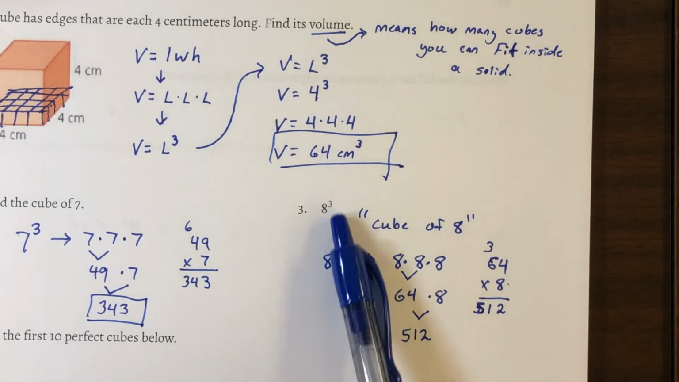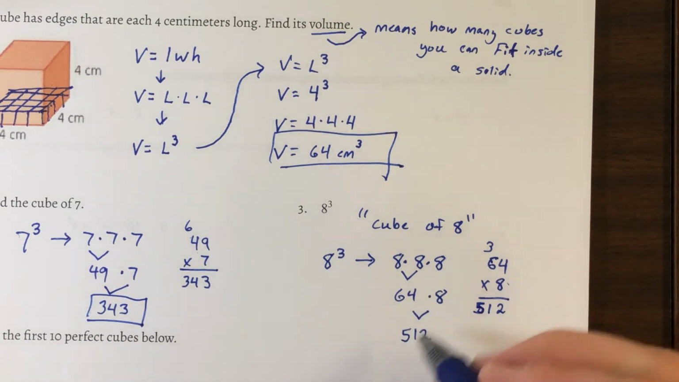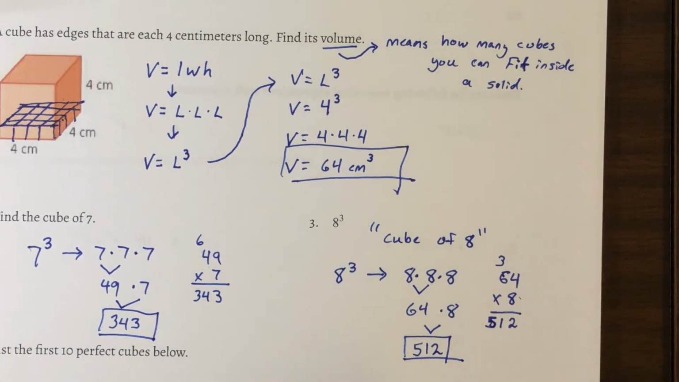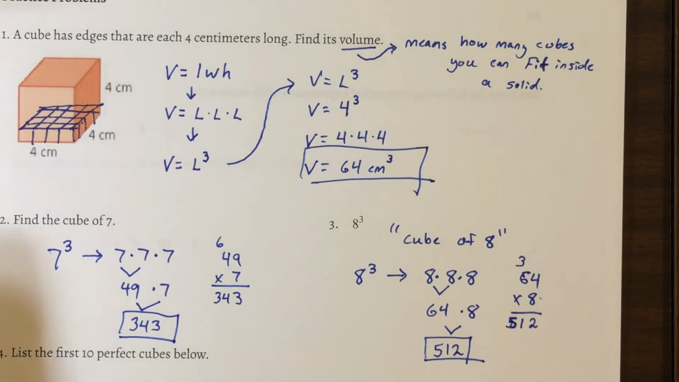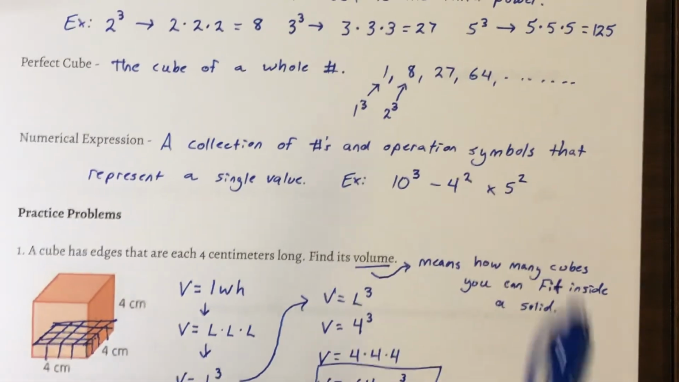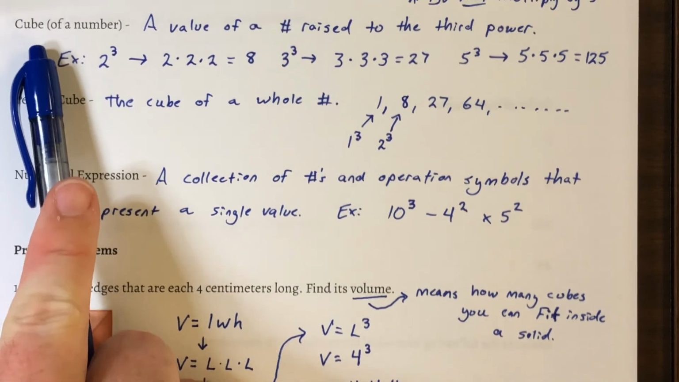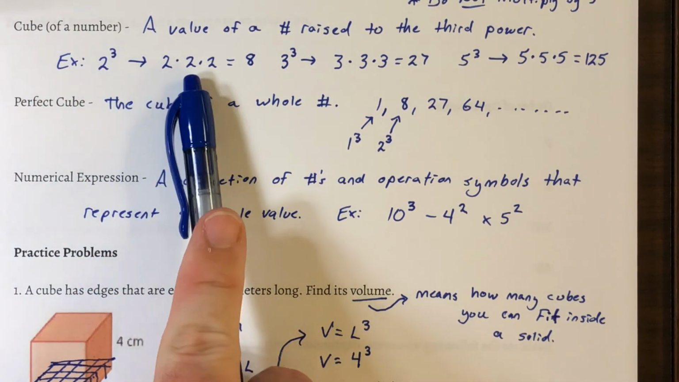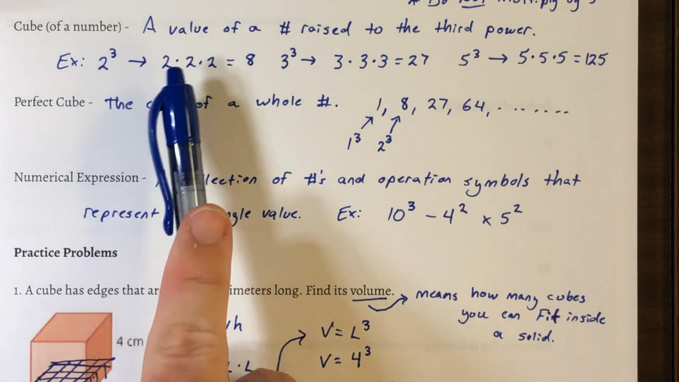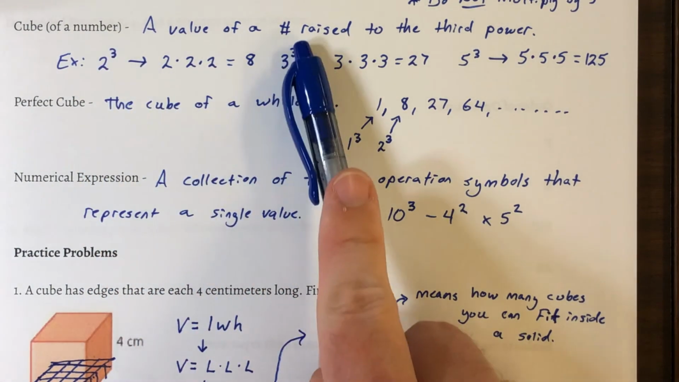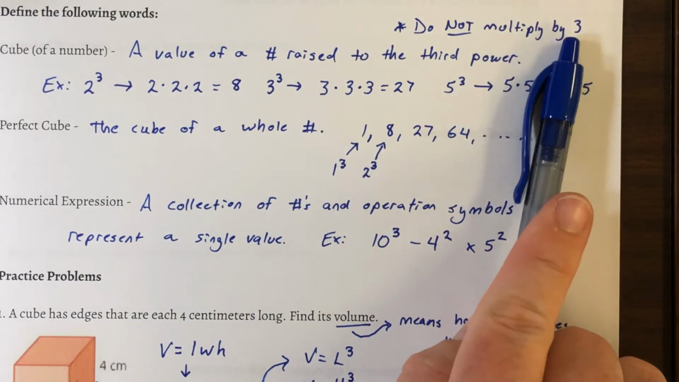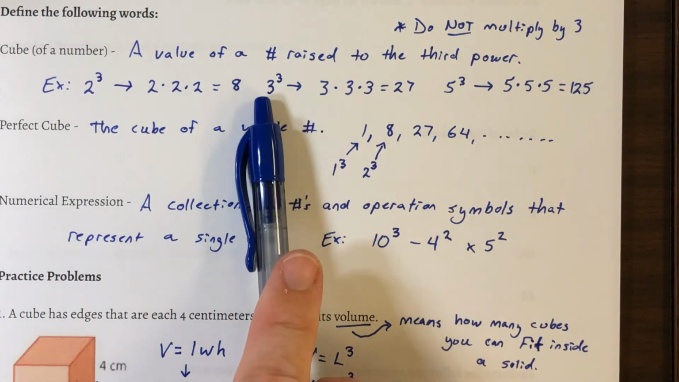So 8 to the power of 3, or the cube of 8, is equal to 512. So again, in review real quick, to find the cube of a number, you simply take a number and multiply it by itself 3 times. So 2 to the power of 3 means 2 times 2 times 2. 3 to the power of 3, 3 times 3 times 3. You are not multiplying by 3 unless your base is 3.